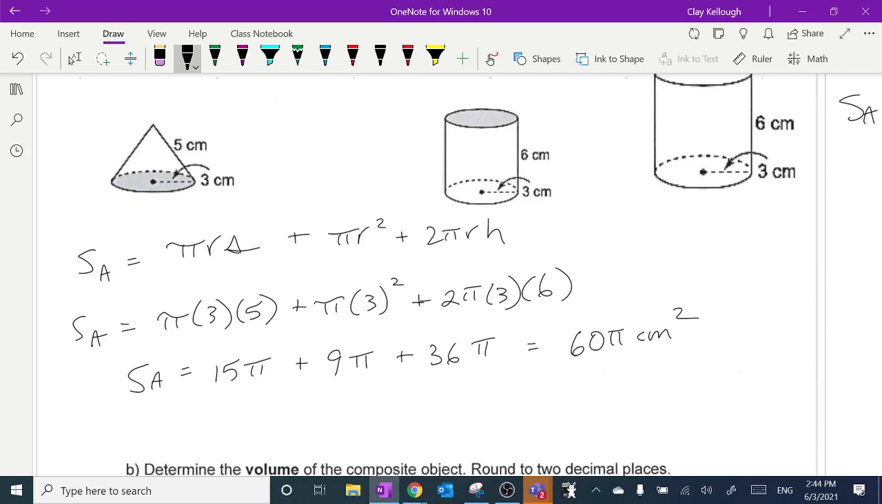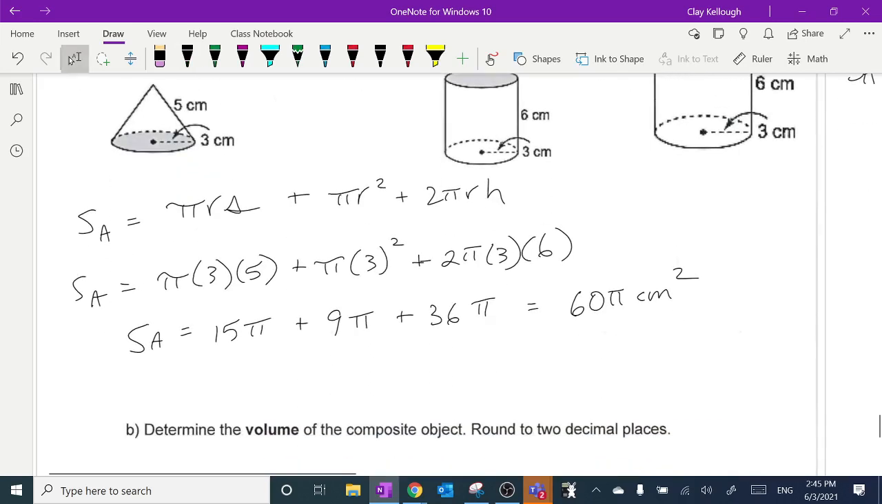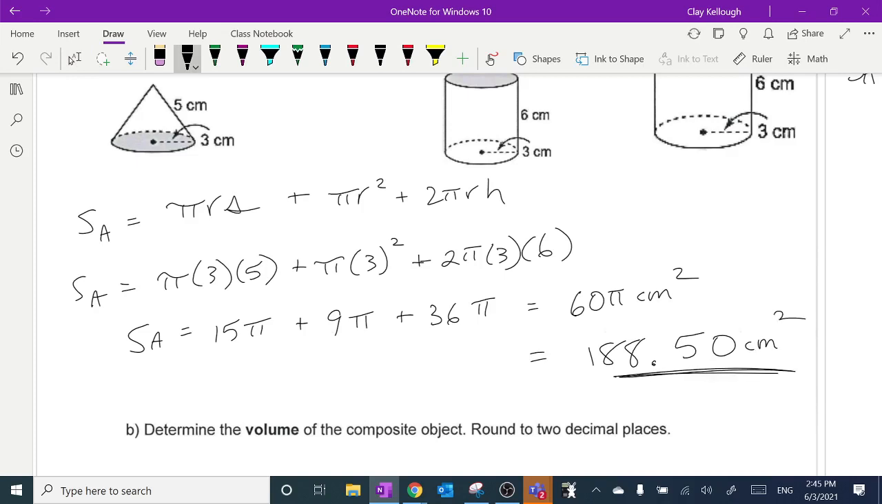That's my final answer. But it does say to the nearest 2 decimal places, and 60 times pi is 188.495, but when I round that to 2 places, it'll be 188.50 square centimeters. And yes, the 0 has to be there. We've had that conversation before, right?